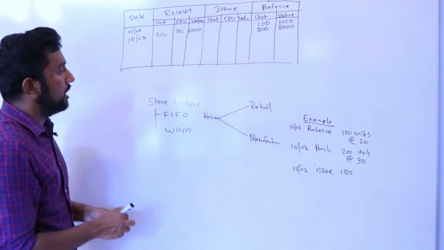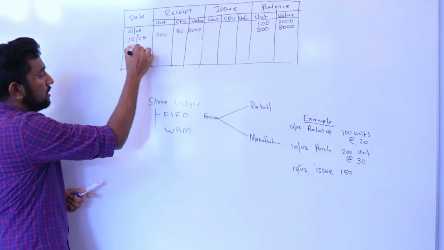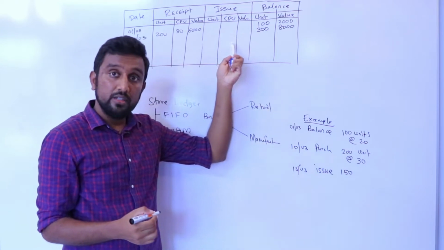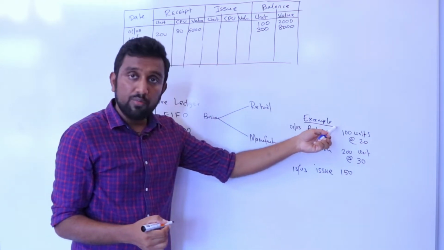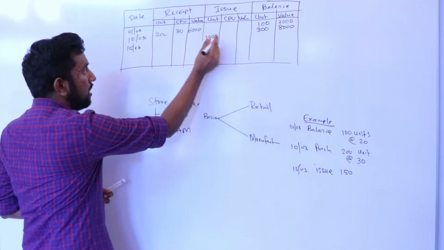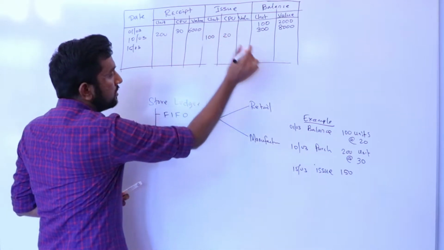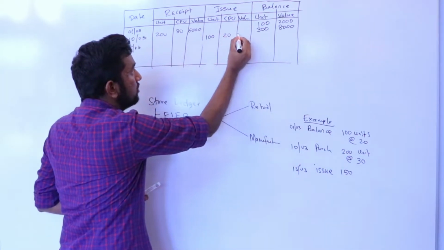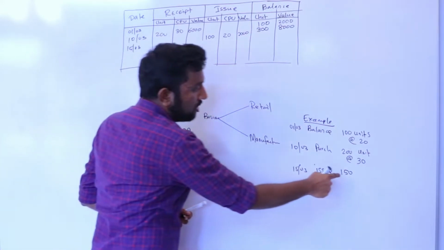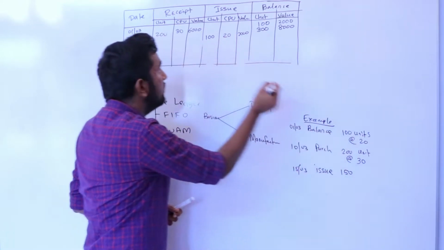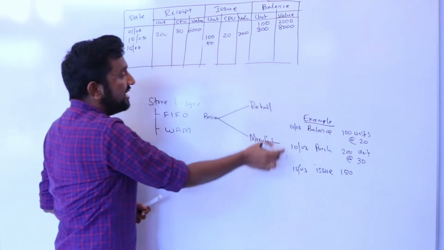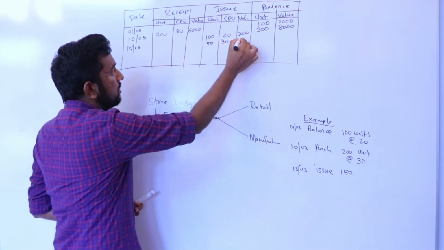So when we are issuing on 15th, we can't directly put 150 here because we don't know the cost for 150. We're going to take 100 from here, then 50 from here, right? Therefore, we have to show it separately. 100 units at 20 rupees, so 2000. So that is issued. Then we'll issue 50 units because my total is 150. I already issued 100 from here, then I have to take 50 from this purchase. So 50 at what price? 30 rupees. So that is 1000.